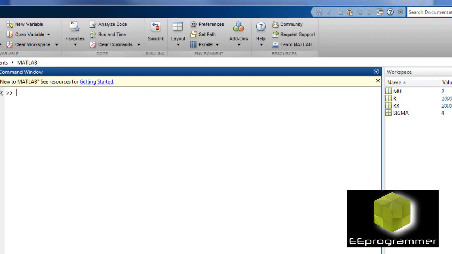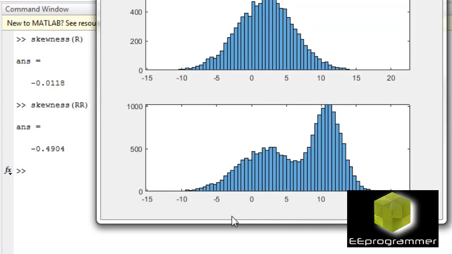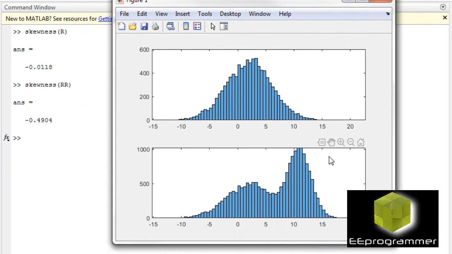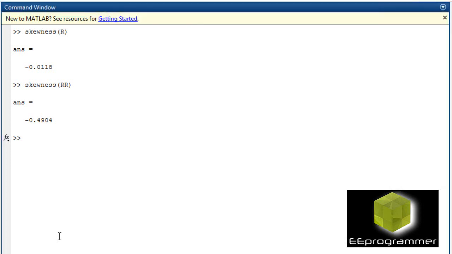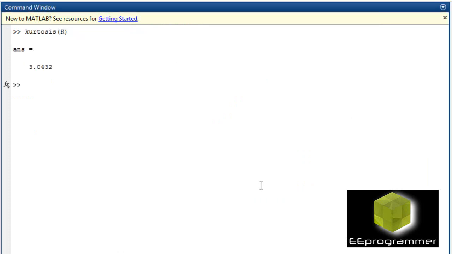So let's see the skewness of R. It's minus 0.0118. Then the skewness of RR is minus 0.49. So you can see the tail is on the left hand side. For R, the kurtosis is 3.0432, which is close to a normal distribution. For RR, we get 2.2484, which means the data is not normally distributed.